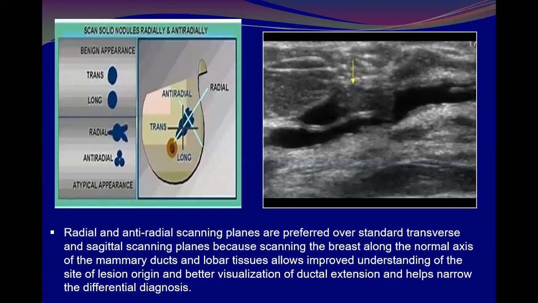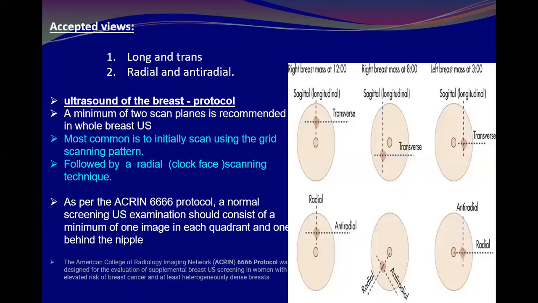Okay, so as we mentioned, it is good for a lesion related to a ductal system. And this is very helpful when you scan the duct in radial and antiradial technique. It will help us to evaluate the ducts and lesions related to the ducts and their extent. And don't forget to put the probe perpendicular and do the antiradial technique. So the accepted views are long and transverse, which is the Minder technique, and radial and antiradial technique.